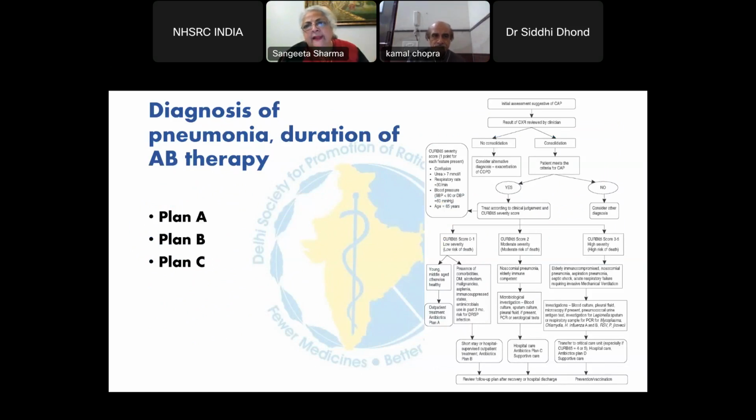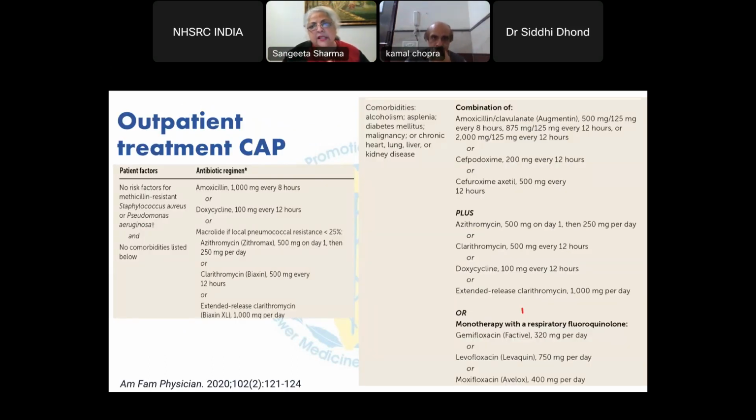Then, as I said, CURB-65 will help you in deciding the plan: outdoor, indoor, or ICU. I think our guidelines also specify that plan A is outdoor, plan B is indoor, and plan C is in the ICU. Now, accordingly, drugs have been chosen. If there are no comorbidities, no risk factors for MRSA or Pseudomonas aeruginosa, then these patients can respond to amoxicillin, doxycycline, and macrolide. Although the latest one says the macrolide should not be used as a first line, amoxicillin and doxycycline are as good, but considering the resistance pattern, perhaps we can give azithromycin or clarithromycin as first line treatment.